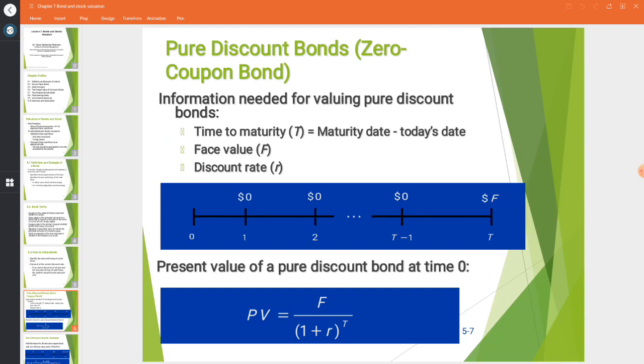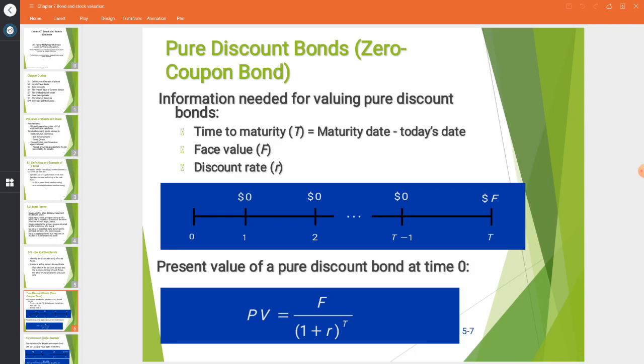What we have, we just know what is the maturity, we just know what is the face value, and we know what is the discount rate. If you have this information, it will be very easy for you to determine what is the market value or what is the present value of this bond.